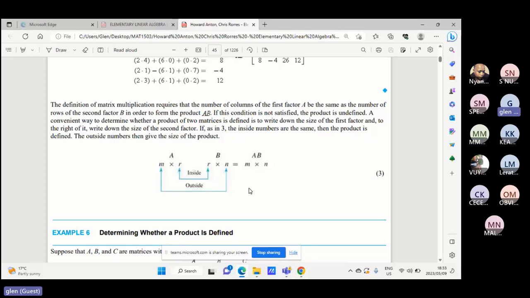People, I'm not on that screen where you can see your names. I'm on this page where there is written example 6: determining whether a product is defined. Are you all on this page with me? Yes, we see that page. I think she should exit and join again. She will be able to see the screen. Okay, I'm waiting now. Did you hear the advice, Makwena?